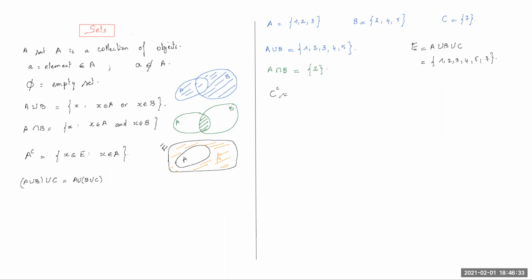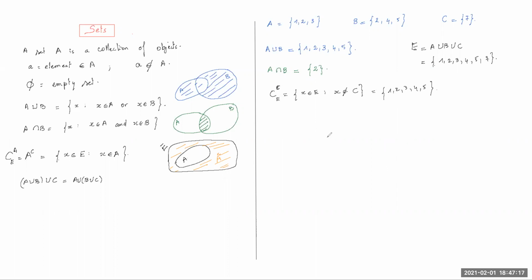Now, what is the complementary of C in the space E? There is this notation also, complementary of C in the space E, in the biggest set. So it will be all elements that are in E and x doesn't belong to C. That means I will consider all the other elements 2, 3, 4, and 5 that complement C.